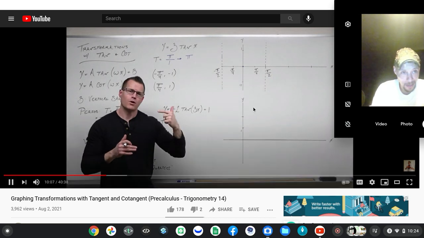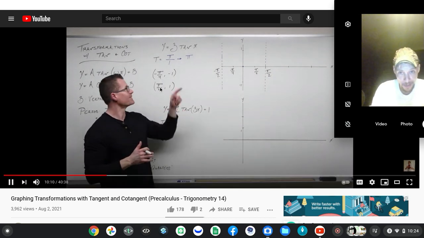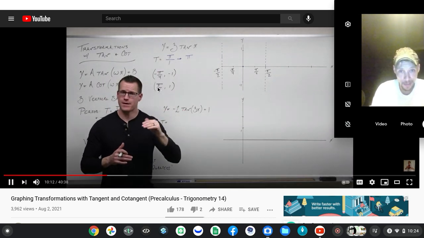Whatever our coefficient of our function is, I wouldn't care if it was a number right there. Hopefully you'd be looking right down the barrels and you're like, no.